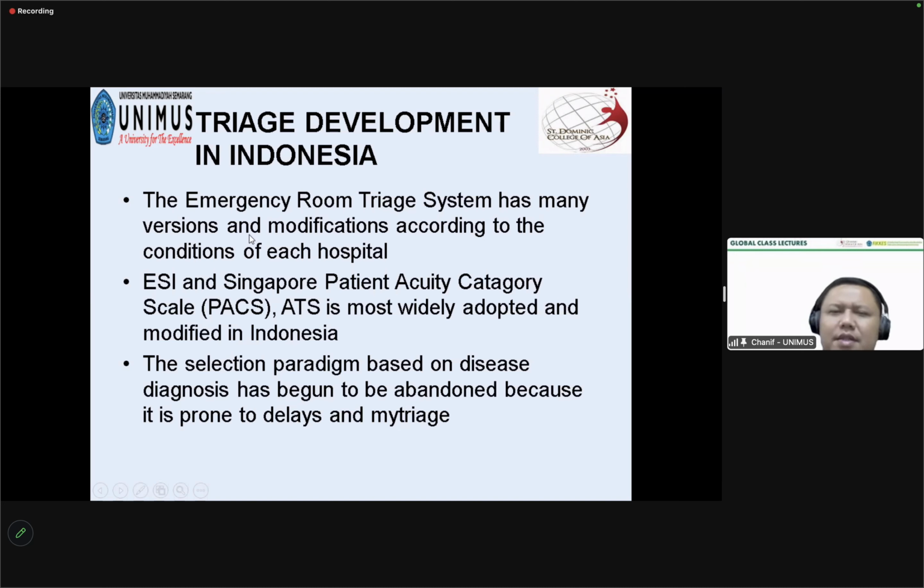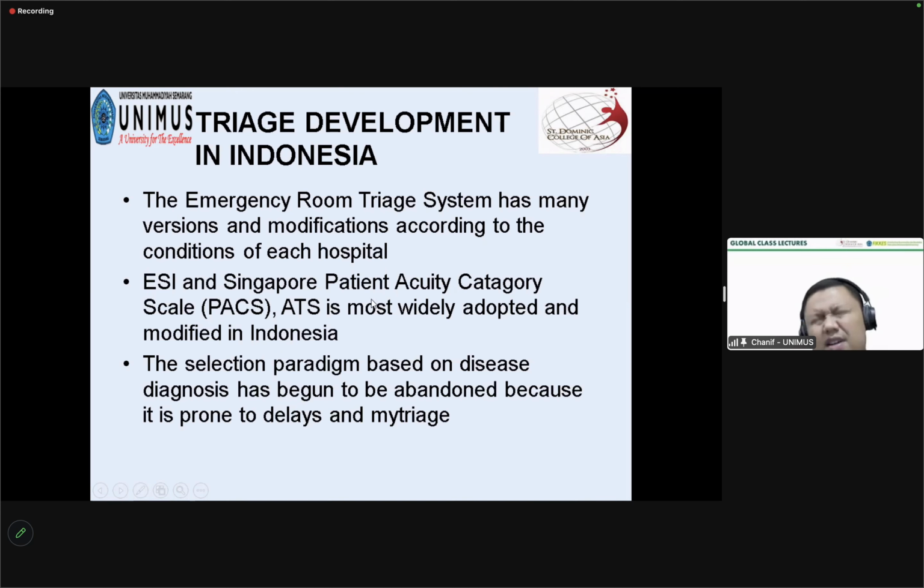In the emergency room, the system has many versions in Indonesia. Some hospitals modified the original triage model according to the condition in each hospital, based on the patients in the country. The ESI, the Emergency Severity Index, and also the PACS, Singapore Patient Acuity Category Scale, and also the ATS are the most widely adopted and modified in Indonesia.